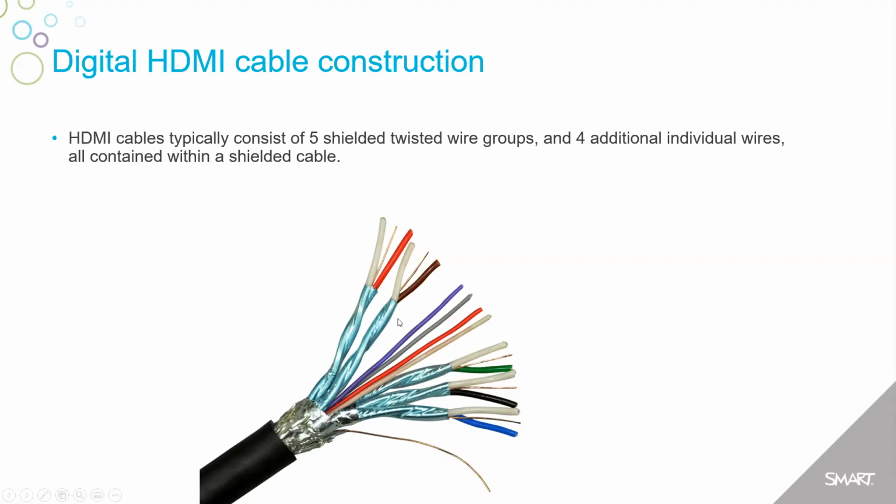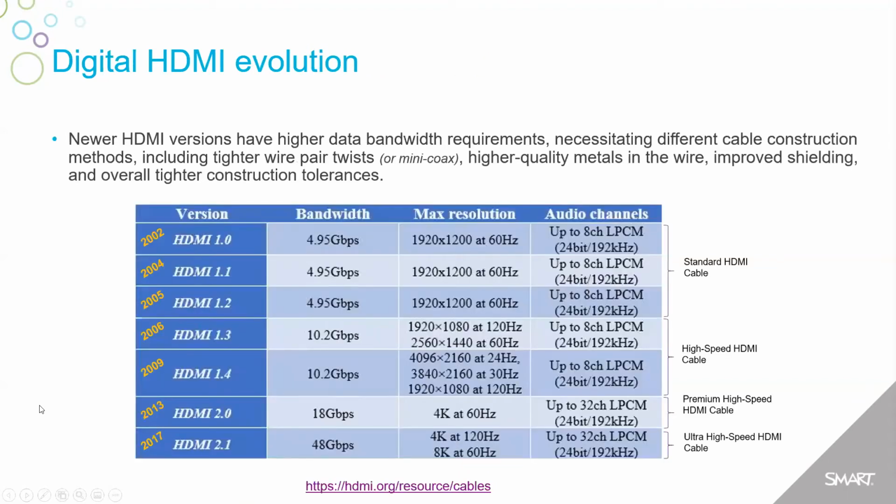You'll notice that the construction of these wires, the twisted wire groups that are data communication channels, are individually shielded, but the entire cable has another electromagnetic shield around it as well. So the complexity of cable construction has increased as we move from analog to digital. But that's not the end of the story.